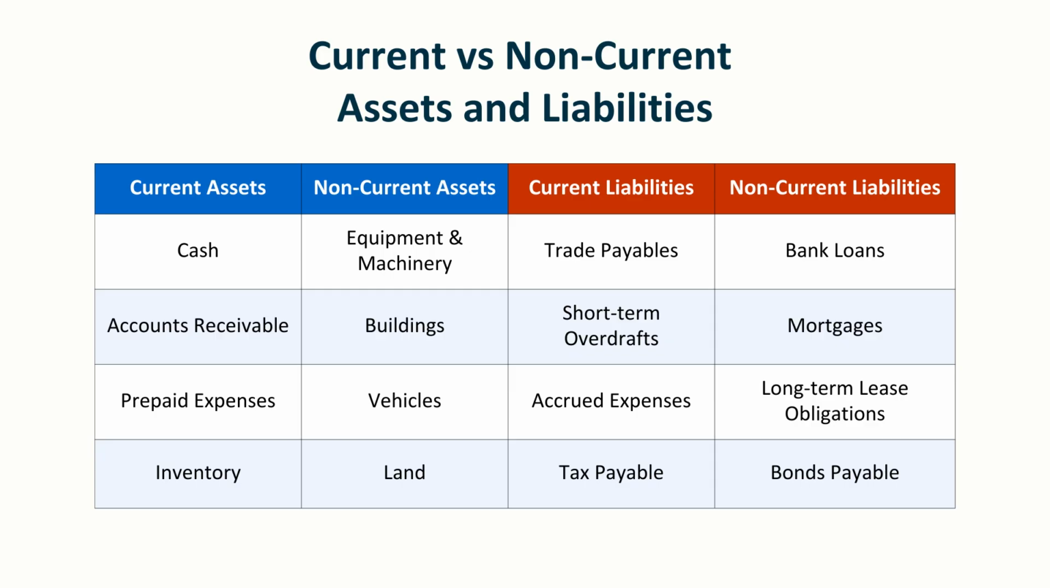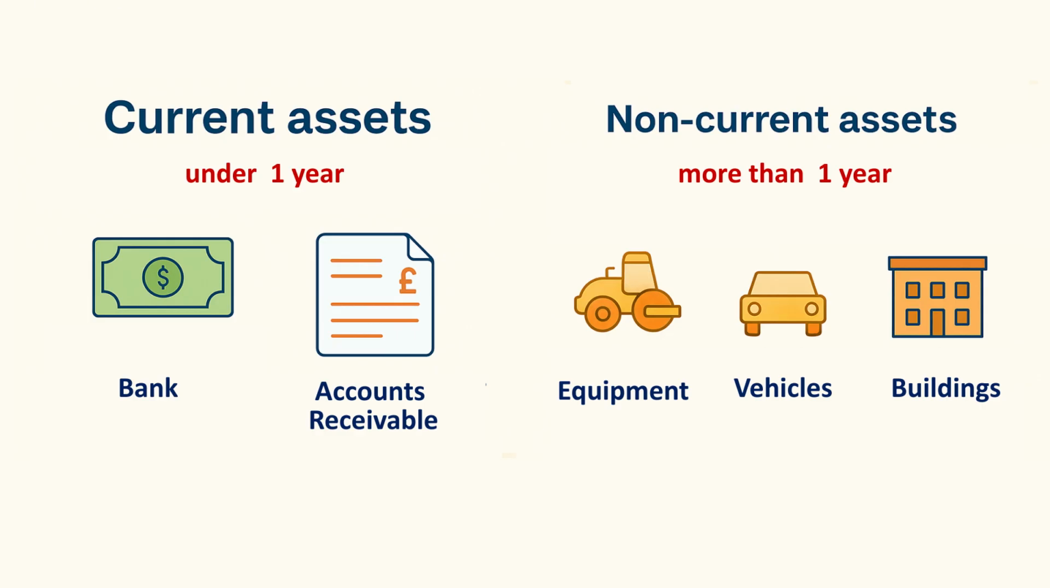Every code belongs to one of two big families in accounting, assets and liabilities. This is where the coding system connects directly to the double entry system. In accounting, we divide assets and liabilities into short-term, called current, and long-term, called non-current categories. Current assets are what the business owns or expects to use or turn into cash within a year. Examples: bank balance, cash, accounts receivable.